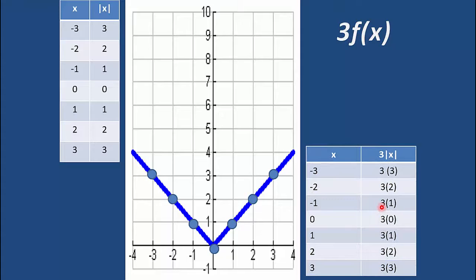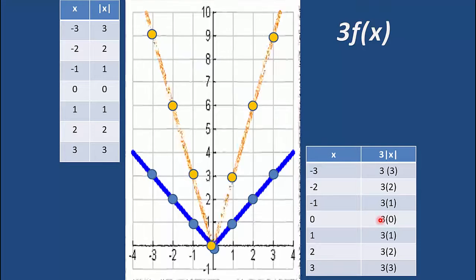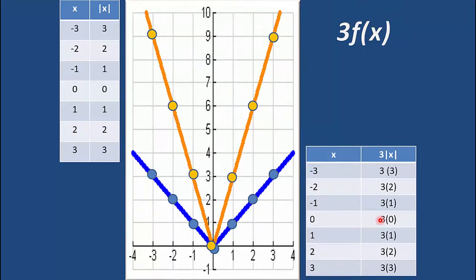Now, let's suppose instead of absolute value of x, I say 3 absolute value of x. Well, notice what that does. Every output gets multiplied by 3. So we get these points. Everything is multiplied by 3, and what it does is it kind of stretches the graph out vertically. So when I put in a negative 2, instead of getting out a 2, I get out a 6. When I put in a negative 1, instead of getting a 1, I get a 3. See, every x value gives you a greater y value output.